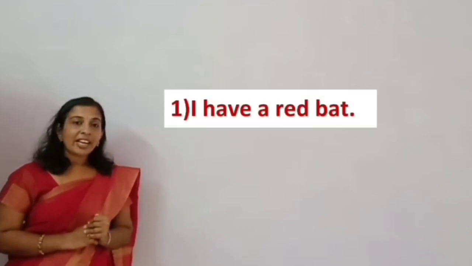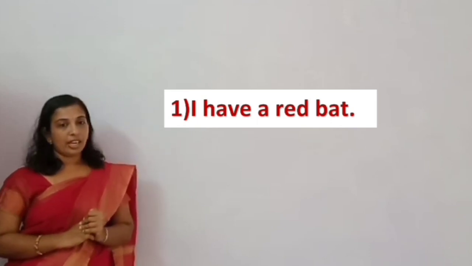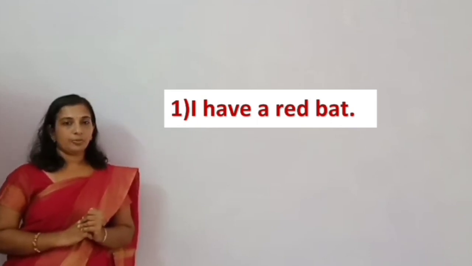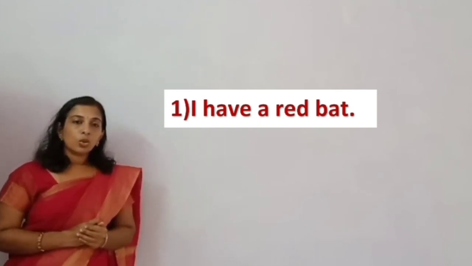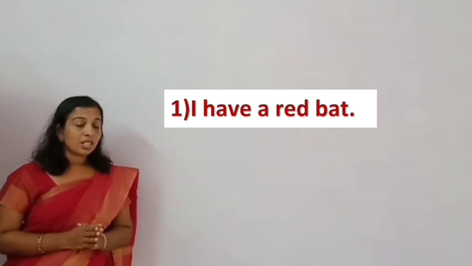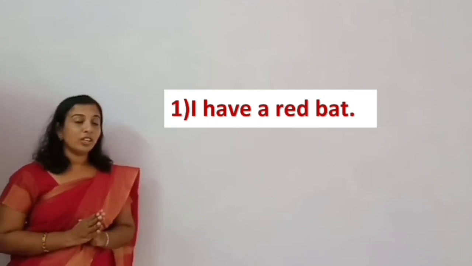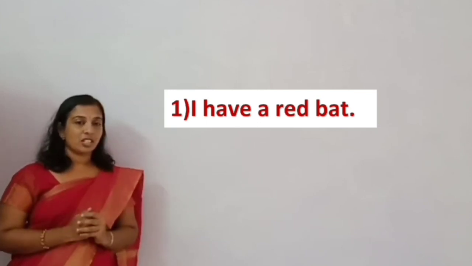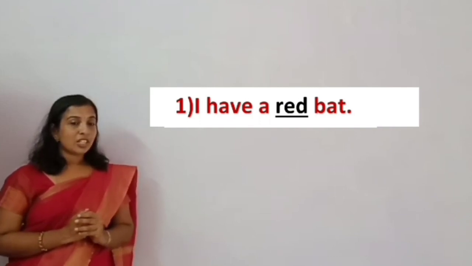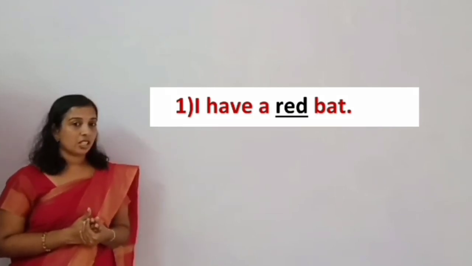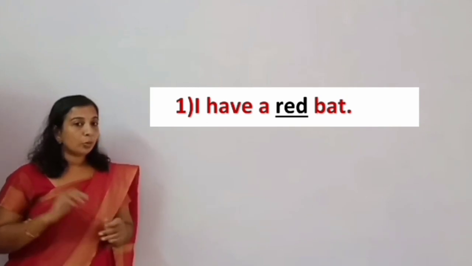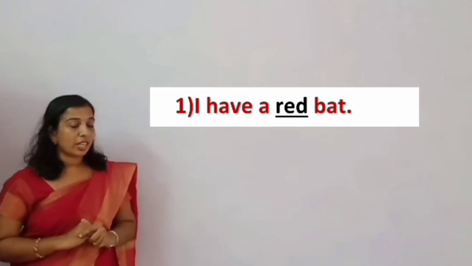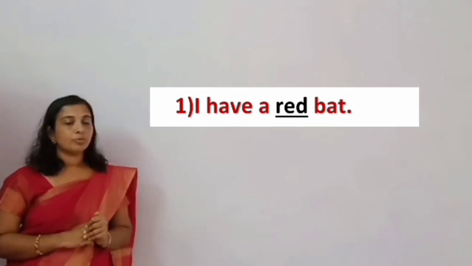First question: I have a red bat. Here bat is a naming word and red is a describing word. So underline red. Then put a full stop at the end of the sentence. For each sentence you have to put a full stop.